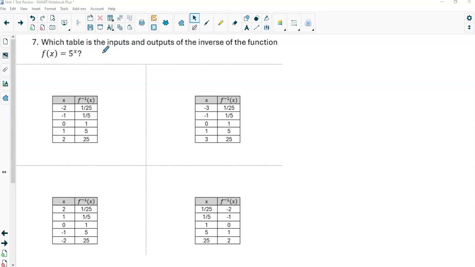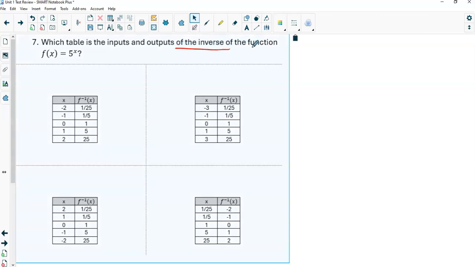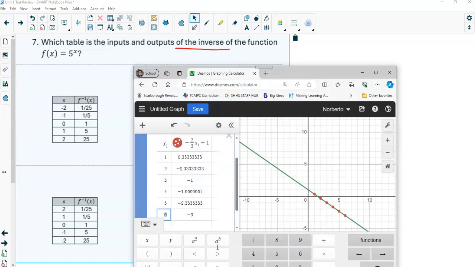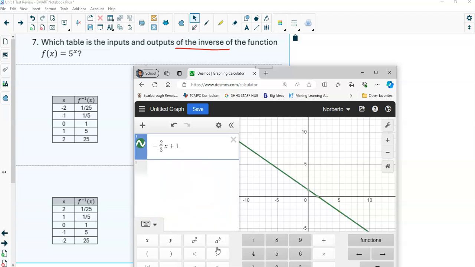Number 7, which table is the inputs and outputs of the inverse of function f of x, which is 5 raised to the x power? Basically all I want to do is find the table for this function, and remember that the tables flip. So that's what I am looking for. I'm going to go to Desmos quickly. I'm going to erase what I had there before, and I'm going to put in my function, 5 raised to the x power.